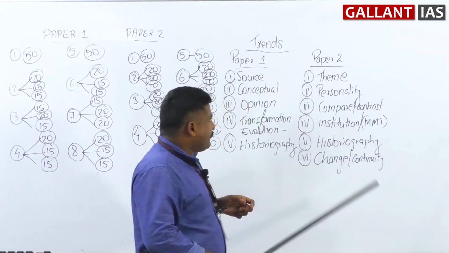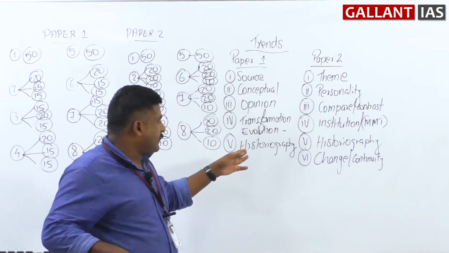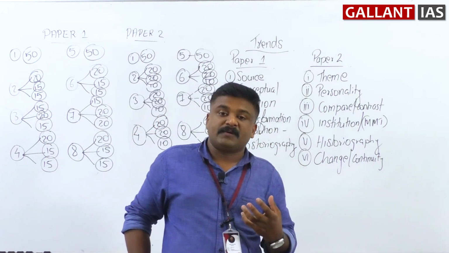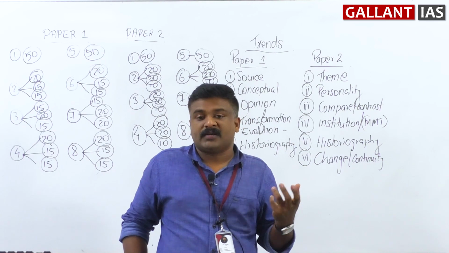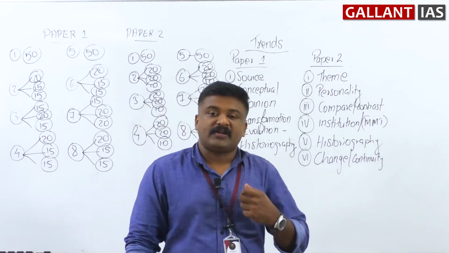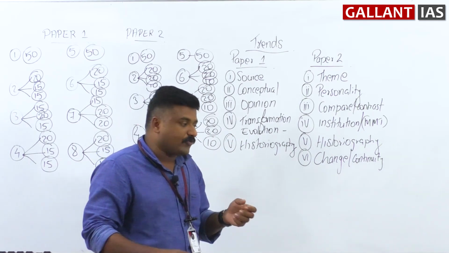Now, coming to paper 1, yes, maybe it is something related to Ashoka's Dhamma or Ashoka's administration. You know, different theories and schools of thought are there, or maybe it is related to the decline of the Indus Valley civilization. Different schools of thought are there.